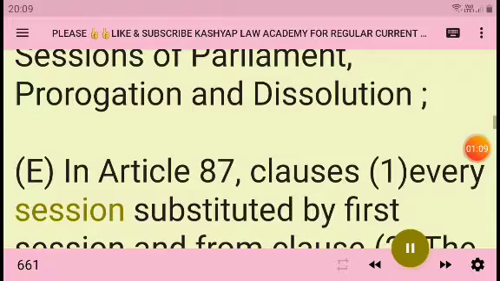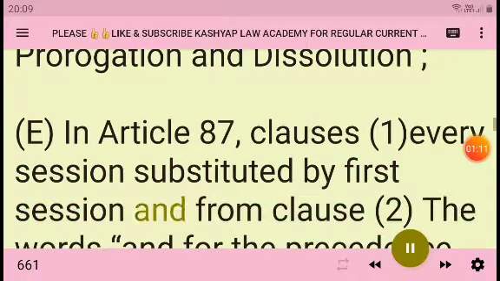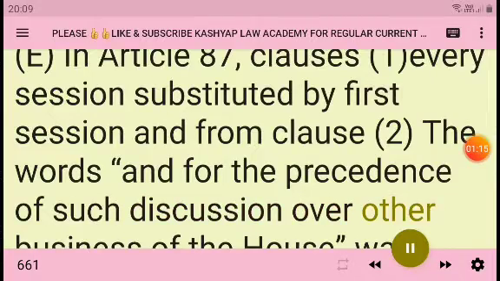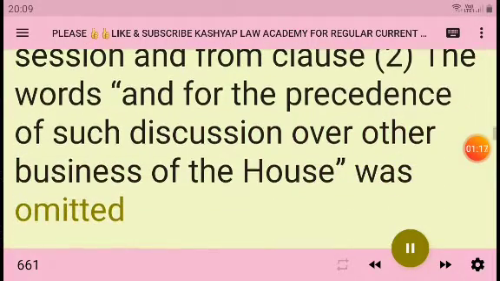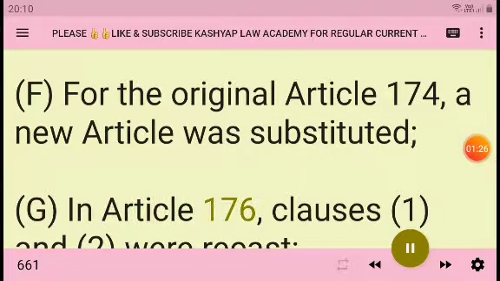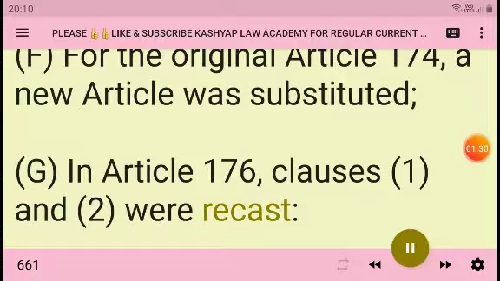in Clause 1, the words "every session" were substituted by "first session", and from Clause 2, the words "and for the precedence of such discussion over other business of the House" were omitted. F. For the original Article 174, a new article was substituted. G. In Article 176, Clauses 1 and 2 were recast.